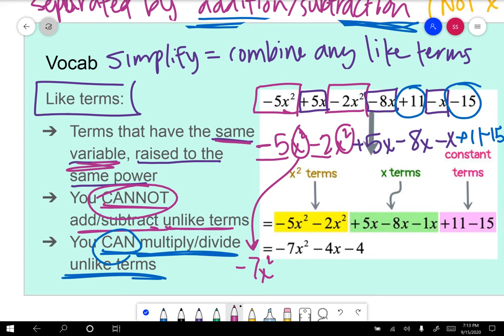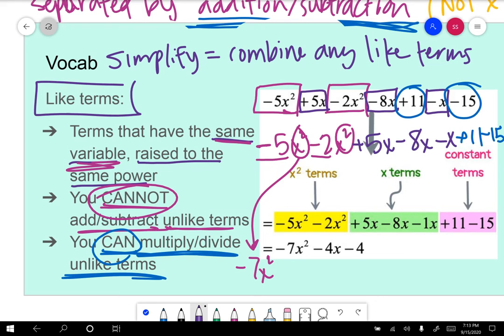Basically we're saying we have negative 5 of some quantity squared and negative 2 of some quantity, and because they're like terms, we can combine them. So it's like the jack-o'-lanterns and jack-o'-lanterns, we can combine those. I don't know why I thought of that example. It doesn't really work, but it's fine. You guys know what I'm talking about.